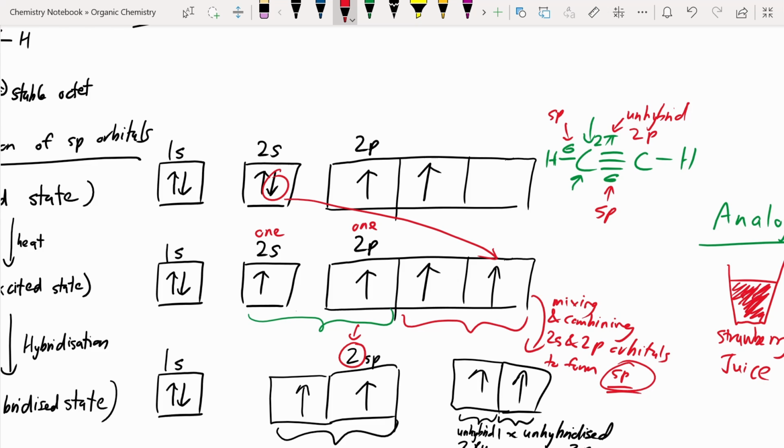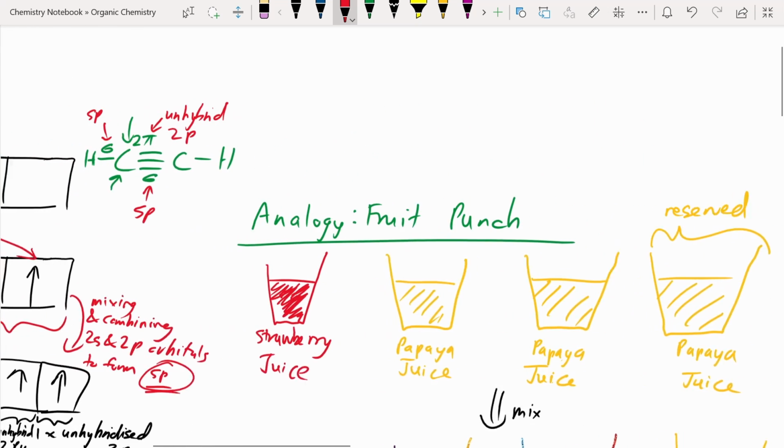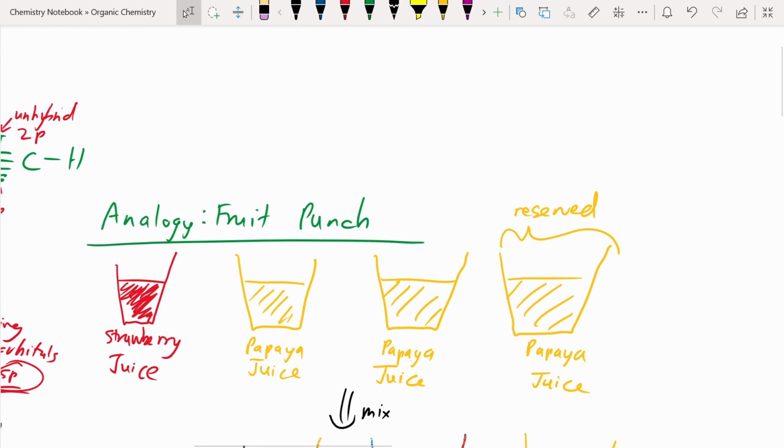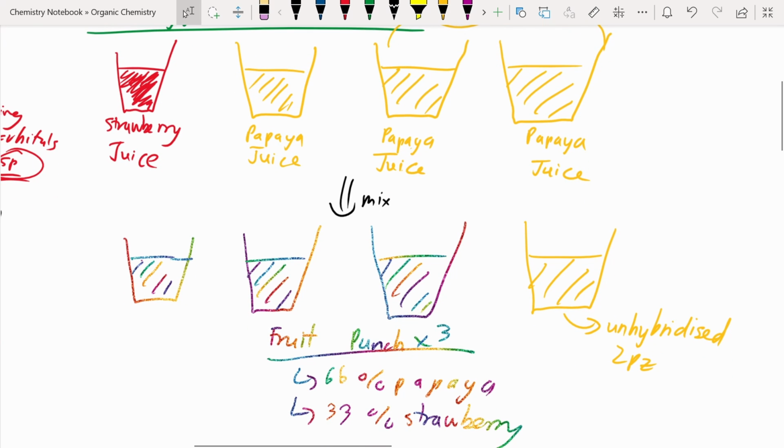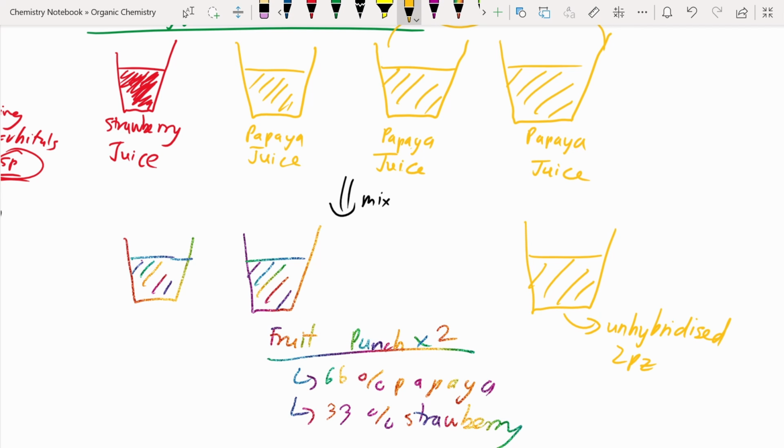All right. Going back to the fruit punch, now imagine two of your four friends are allergic to strawberry juice. In that case you want to reserve your papaya juice, and you only mix one of the strawberry juice and one of the papaya juice to form two fruit punches to give to the two friends who are not allergic. In such a way, right?